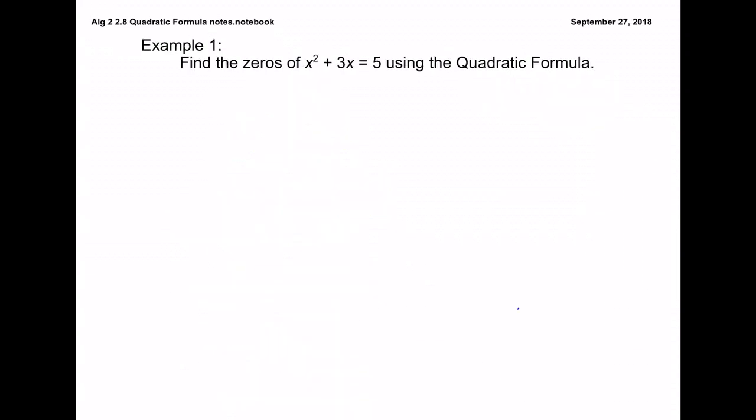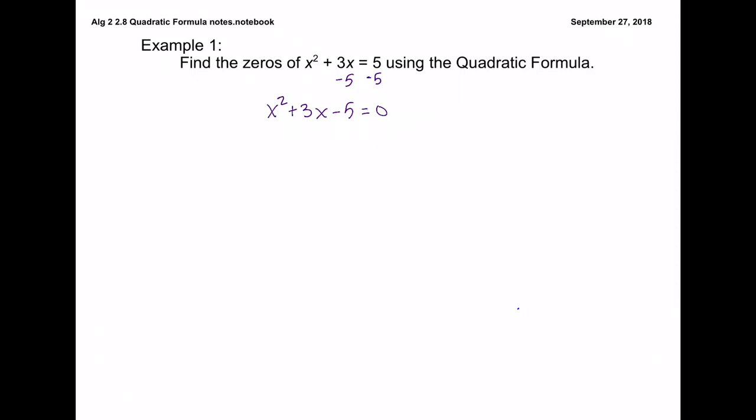Example number 1. Find the zeros of x squared plus 3x equals 5 using the quadratic formula. So shout out from Brendan. He said the first thing we need to do is get it set equal to 0 by subtracting our 5. He's absolutely correct. So we have x squared plus 3x minus 5 equals 0.